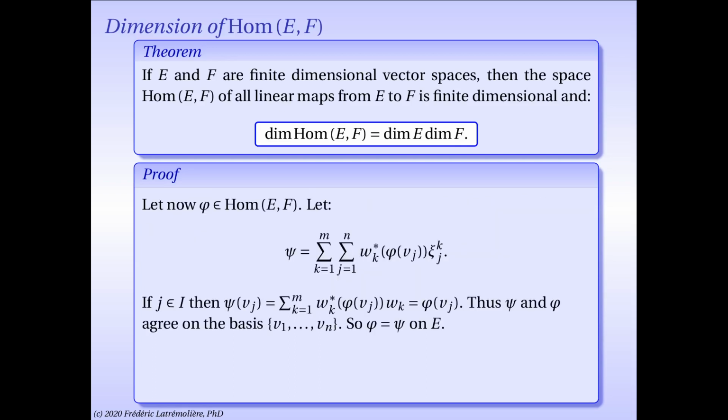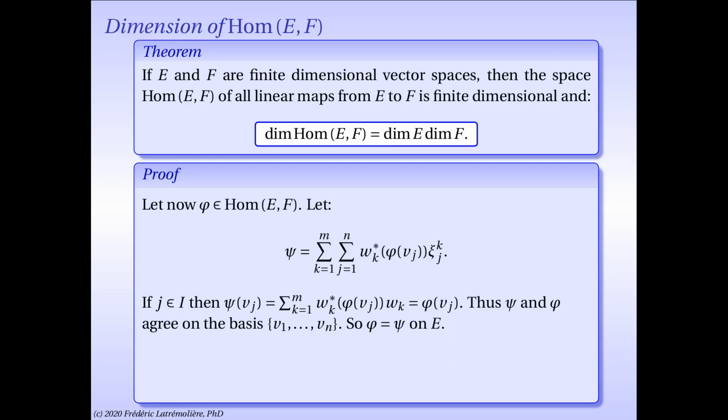I'm going to use the same strategy as when I worked with dual basis, except that the notations will be more involved. In particular, I'm going to use the dual basis of W1 to Wm. Let phi be a linear map from E to F. Let's define this new linear map from E to F called psi, which is the sum for k equals 1 to m, sum for j equals 1 to n, of w star k applied at phi applied at v sub j times psi superscript k subscript j.